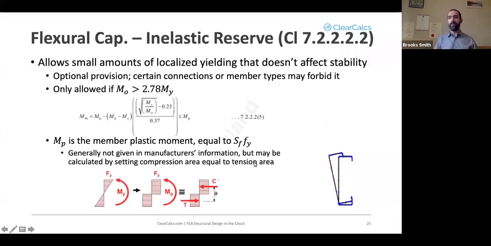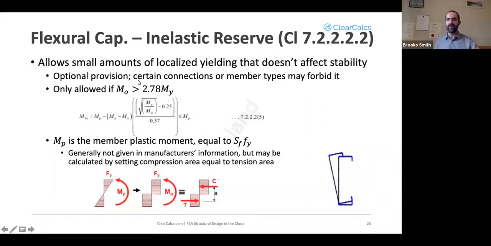So moving on. There is now an inelastic reserve capacity that you can use for global buckling as well, to provide a bit more global buckling capacity. Again, inelastic reserve essentially allows small amounts of localized yielding so that you actually get a slightly higher capacity than would otherwise be possible. All the inelastic reserve capacity calculations are optional provisions.